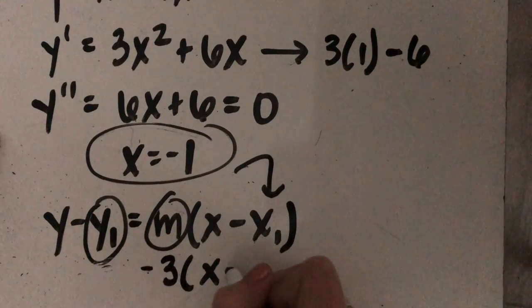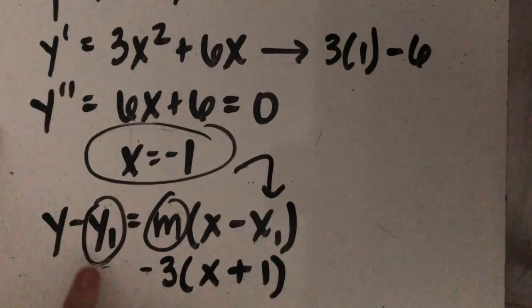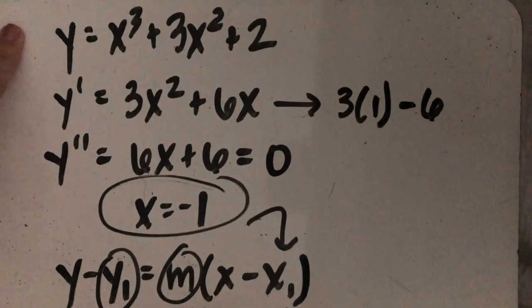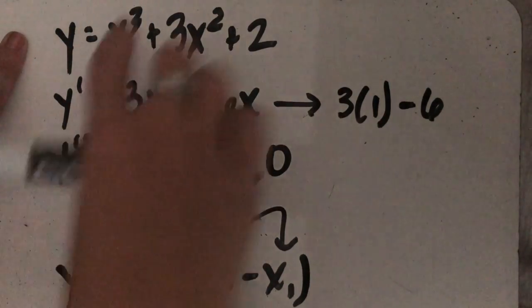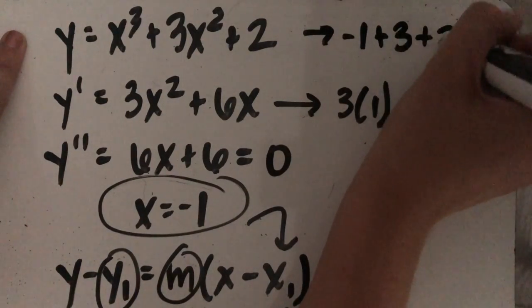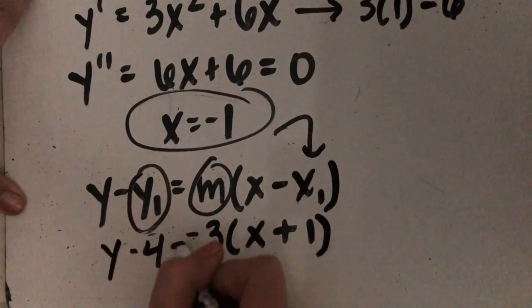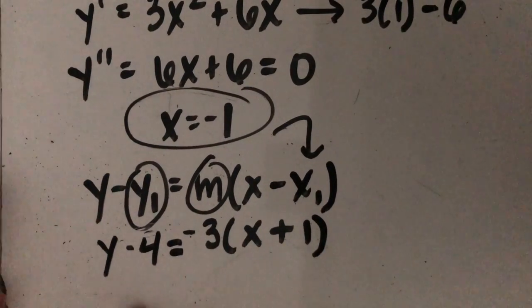I would have x minus -1, so that'll become x plus 1. So all I need left is my y1, and my y1 comes from my original, right? I want the original output for y1. So if I plug in -1, I would have -1 plus 3 plus 2, which would give me 4. So the equation of my line is y minus 4 equals -3 times x plus 1.